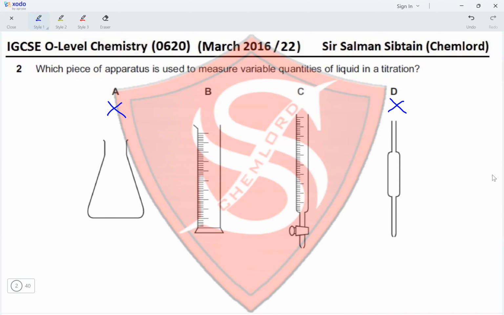Option B is a measuring cylinder, which is not used to measure accurate volumes, just approximate volumes. And C is a burette, which is used to measure accurate volumes but variable. So option C is the correct option for this question.